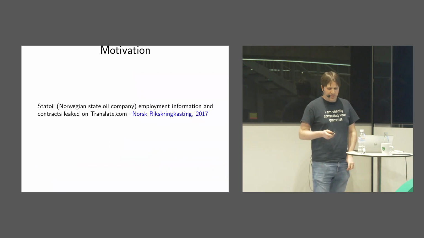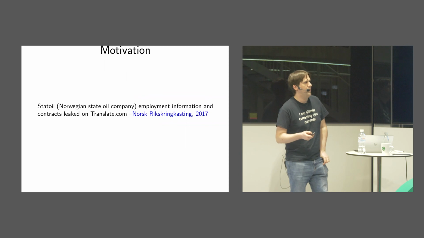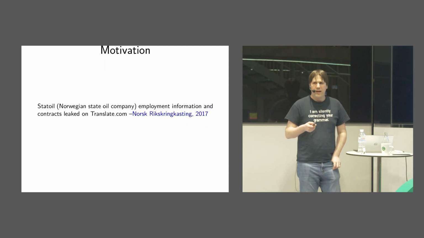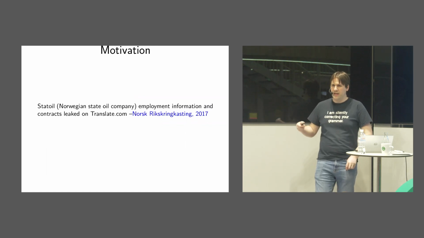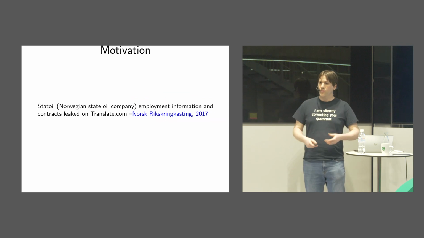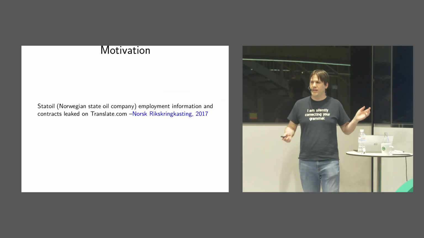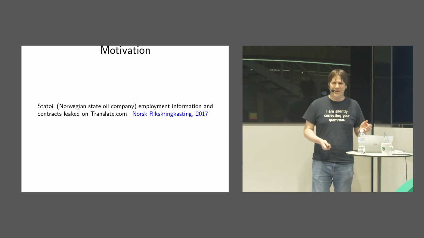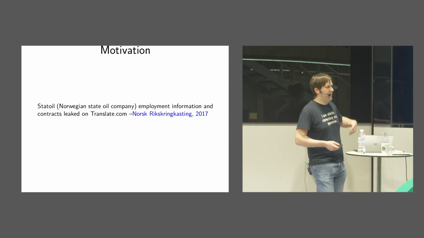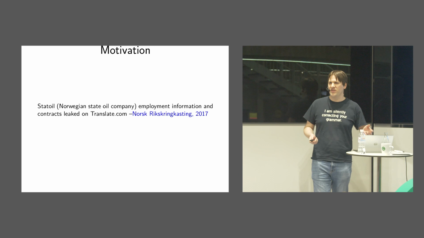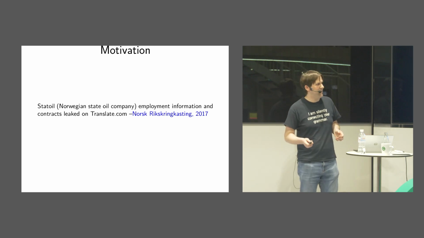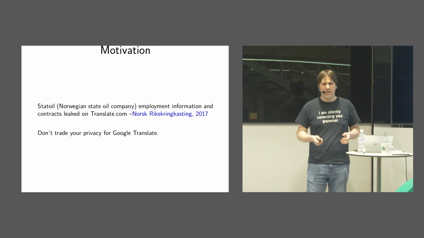So, motivation for this project is in Norway, the state oil company put a lot of their documents through translate.com, which in fairness has a policy that actually says, we will post the data you put into translate.com for the community to see, but apparently they didn't read the policy, so a bunch of confidential information leaked on translate.com. That's a problem. So another way of putting it is Google gets the data when you send it to Translate, or translate.com does.